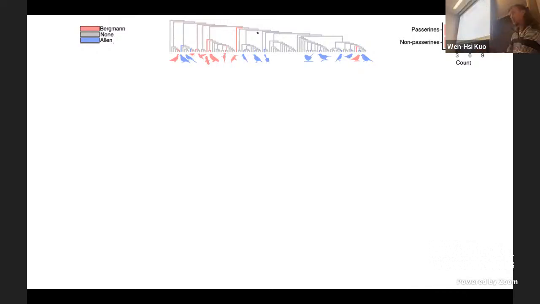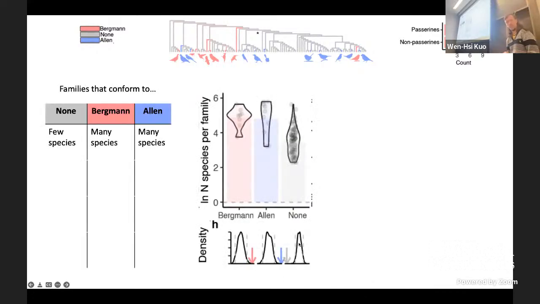And most of the Allen-conforming families tend to be to the right of the black asterisk of that node, right? We're suggesting that they are part of the passerine lineages, right? These are songbirds. But nevertheless, we do see that most families conform to neither, right? They're shown here in gray. And so we thought about that and we were wondering why.